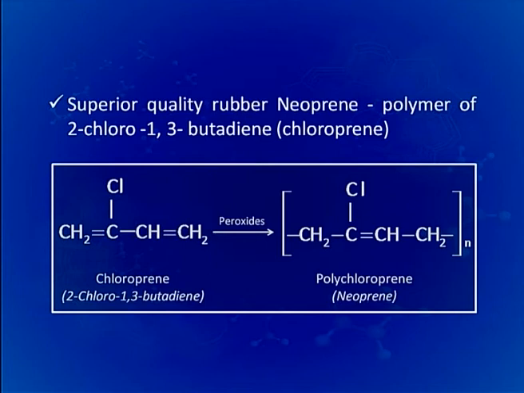Superior quality rubber is neoprene, which is the polymer of chloroprene. There is a slight difference between isoprene and chloroprene. In isoprene the CH3 group is present at this position. We have substituted CH3 by Cl. So, the monomeric unit is chloroprene, which is also known as 2-chloro-1,3-butadiene. In the presence of peroxide, as we are progressing the reaction through a free radical mechanism, we will be getting polychloroprene, which is commonly known as neoprene. Neoprene is a very superior quality rubber.